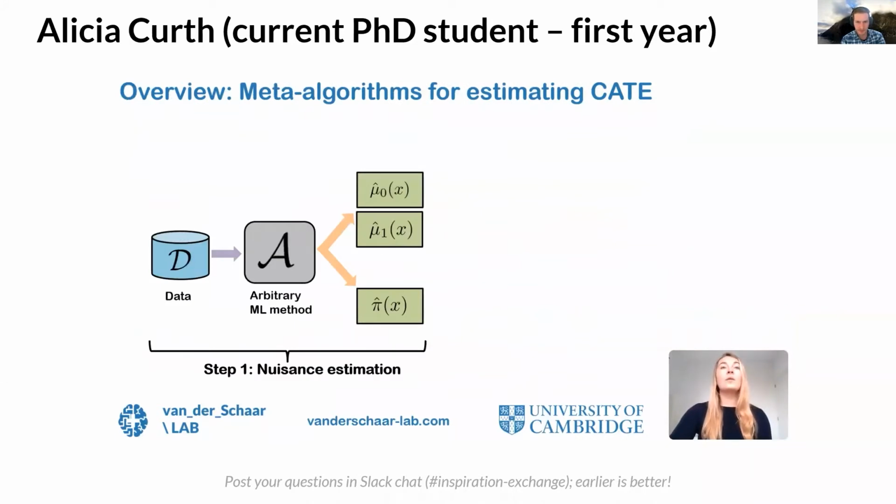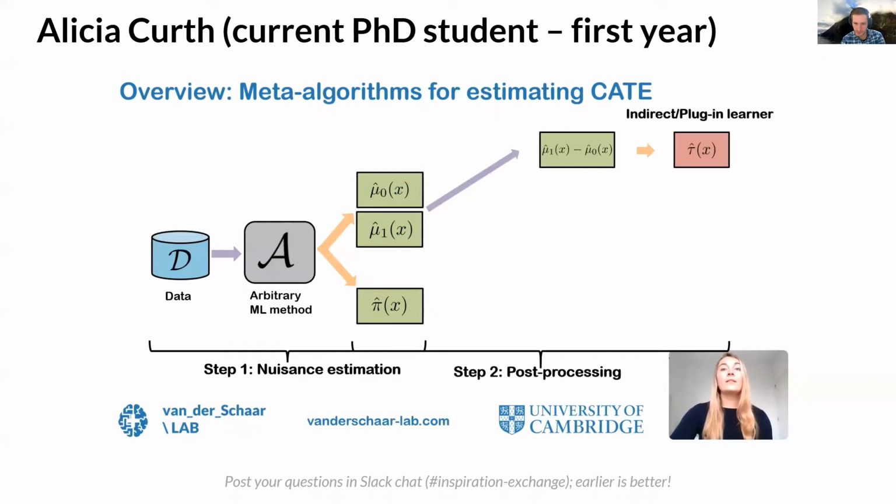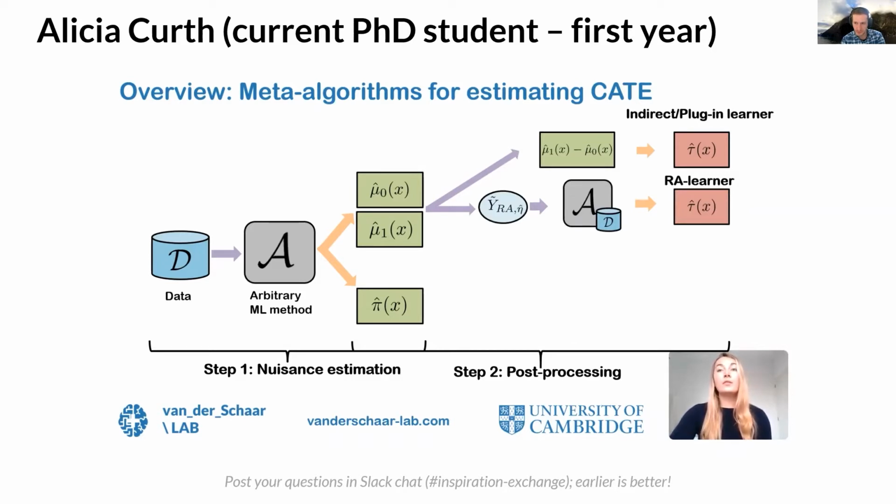This slide presents an overview of the different meta-algorithms for estimating CATE. All of them share the first step, namely the nuisance estimation, where we obtain estimates of the potential outcome expected values and the propensity score. They differ, however, in their second step, which is the post-processing. An indirect or plug-in learner simply takes the difference between the two estimated potential outcomes and sets CATE equal to that. The regression-adjusted learner uses the imputed potential outcomes to construct a pseudo-outcome which is regressed on the covariates and then outputs an estimate of CATE.